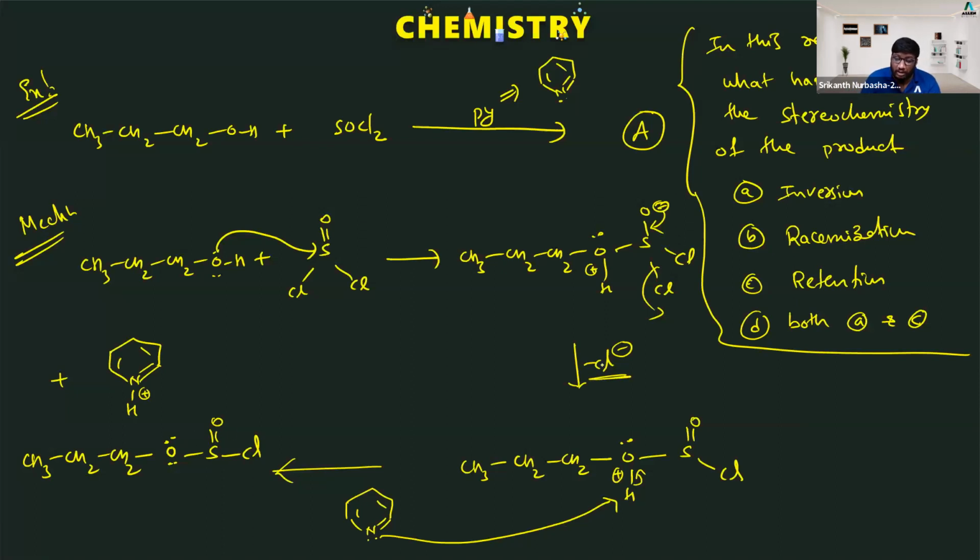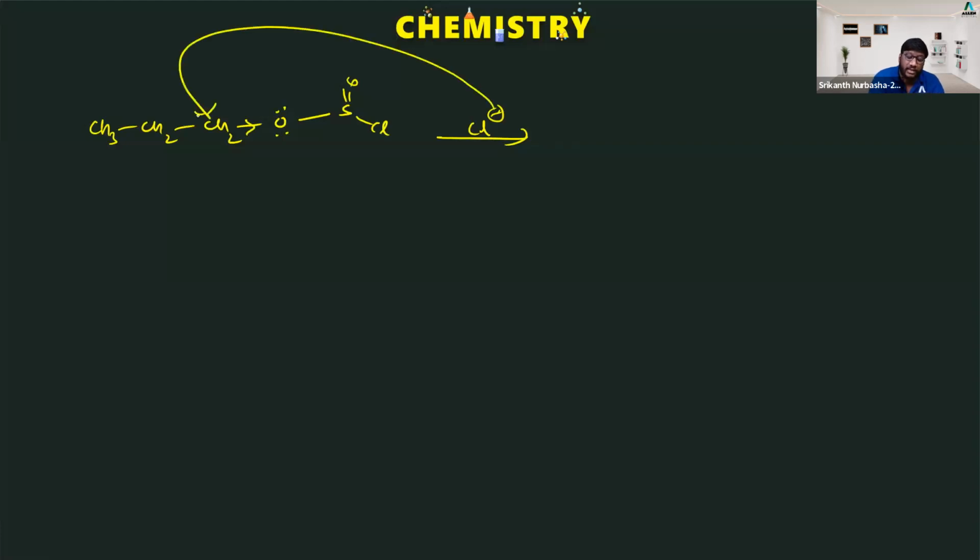The chloride ion in the reaction mixture is not supposed to pick up the proton, because the proton is already picked up by the base pyridine. So now what will the chloride ion do? It has no other chance. It has to attack this electrophilic carbon only. In which way will it attack? We have CH3CH2CH2, oxygen with two lone pairs, S double bond O, Cl. Chloride ion has no proton to pick up now, so Cl minus has to attack this particular carbon in the SN2 manner.